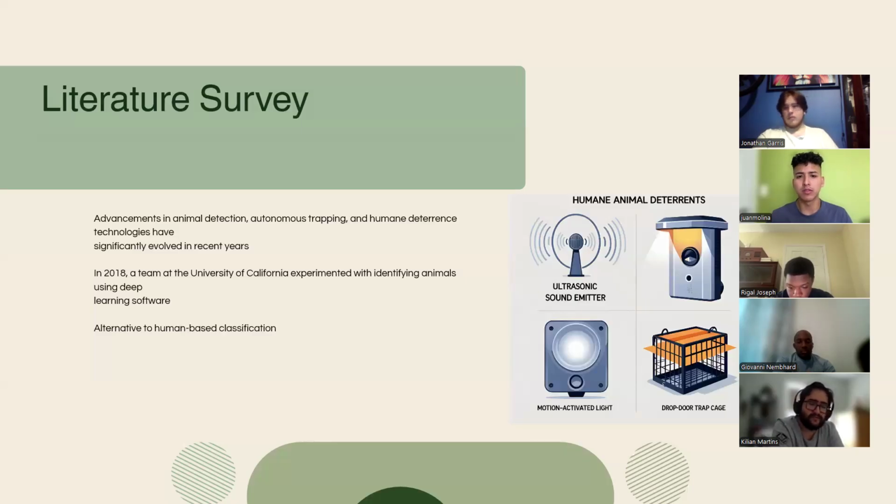And they were able to get an accuracy of between 93 and 98%, which is really good. Our target is about 85% accuracy, so we think that it'll be pretty feasible to pull off the identification system that we're going for.